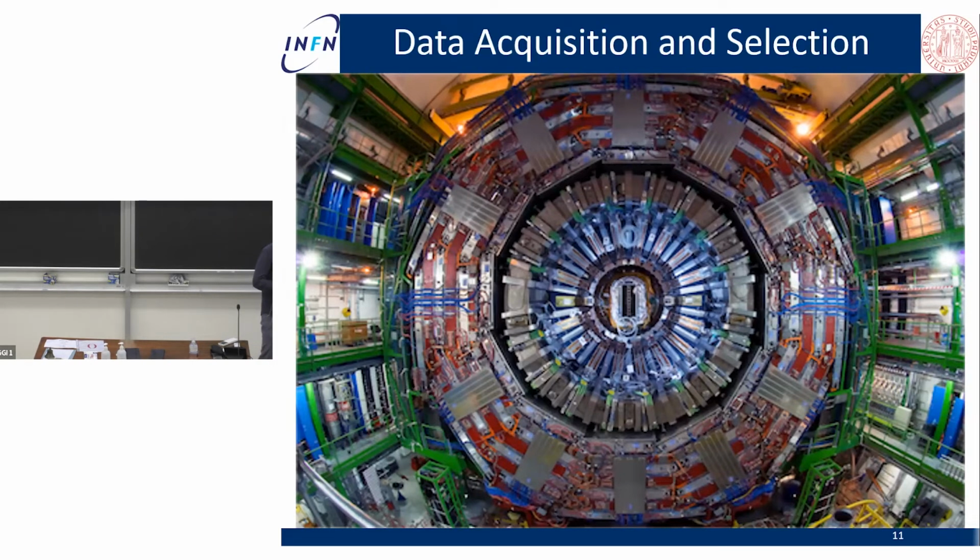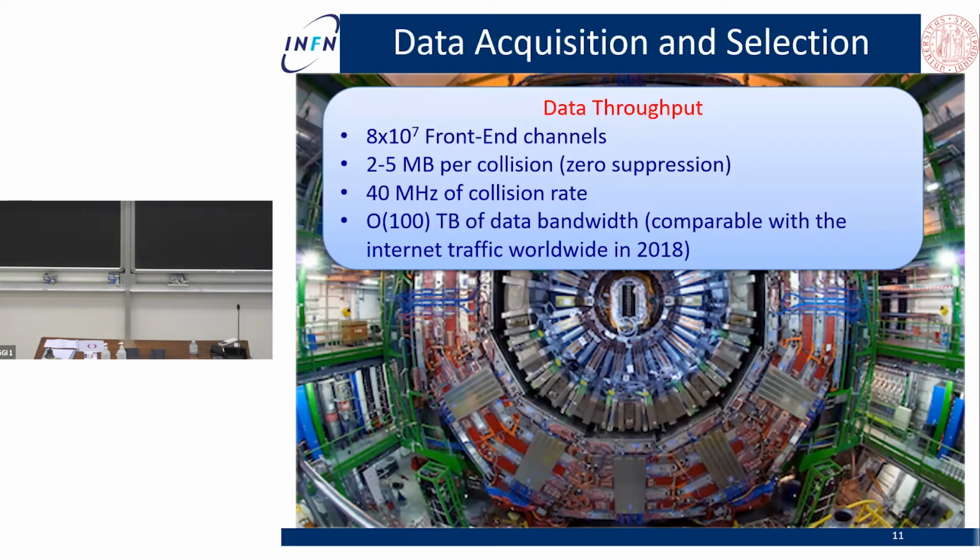Starting from data acquisition and selection. The data throughput is gigantic, okay? We have 80 million front-end channels that we read. The size of a single collision recording is of the order of a few megabytes, with zero suppression. The LHC collides at about 40 megahertz, so 40 million collisions per second. If you multiply the second and the third row, you get a throughput of data which is of the order of the worldwide internet traffic. No kidding. That's 100 terabytes per second, roughly the same as internet traffic in 2018.